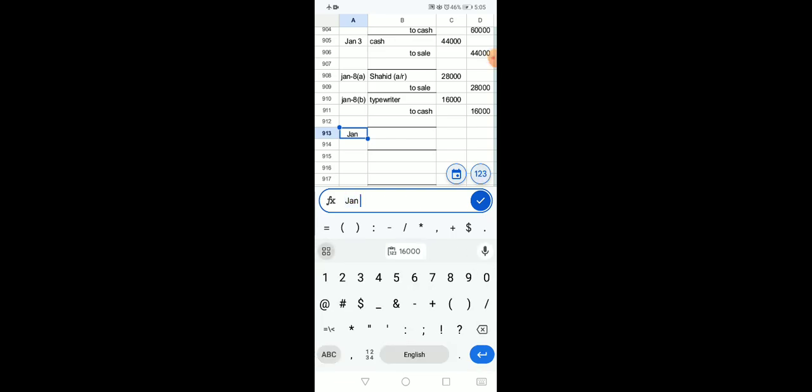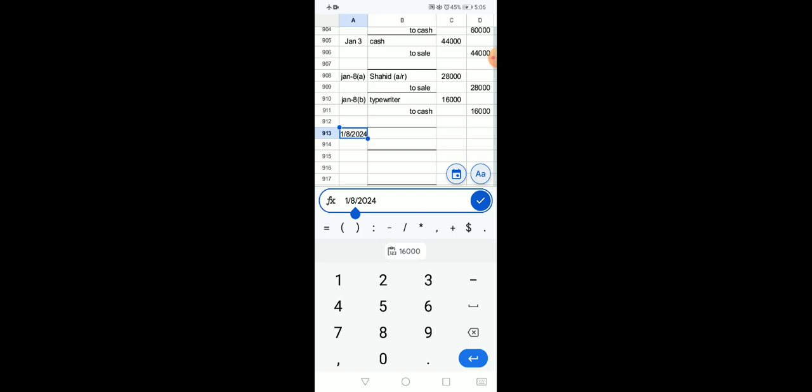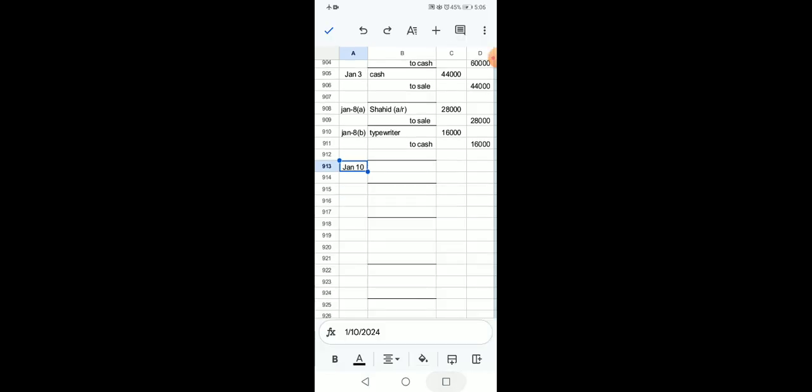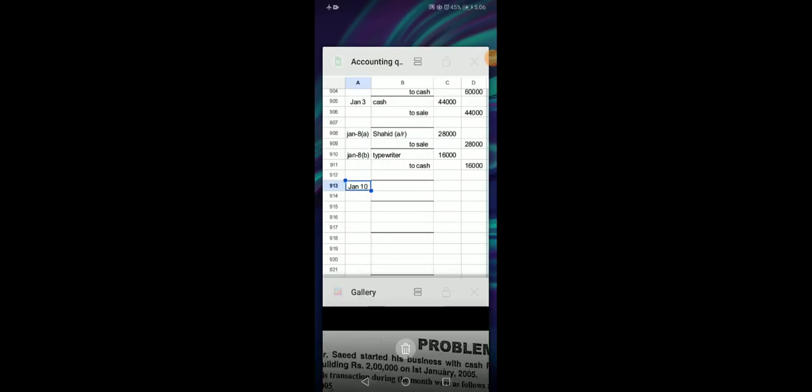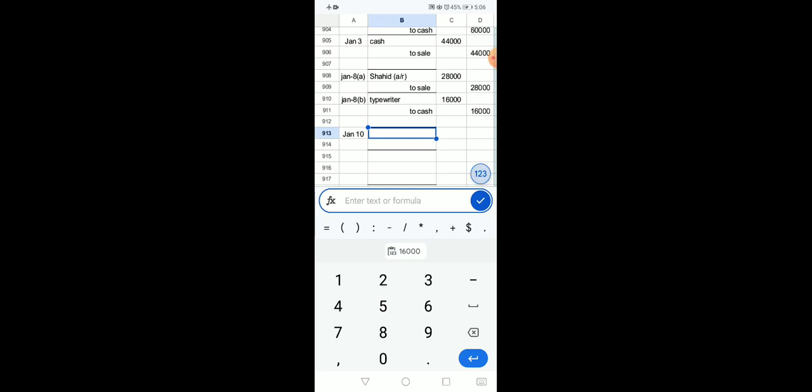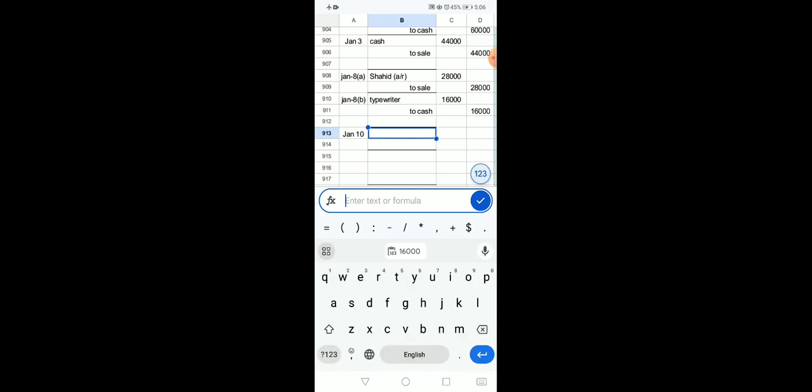So the date should be mentioned. January 8 is the date. No, January 10th was the date, so you will mention here January 10. What January 10 is saying: bought an iron safe. Here you can see the entry, bought iron safe. Iron safe is a sort of furniture. Furniture is an asset. Iron safe is coming in, meaning asset is increasing. Increase in asset should be mentioned on the debit side. So you are going to write iron safe on the debit side.